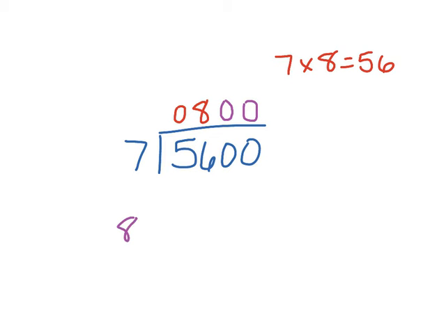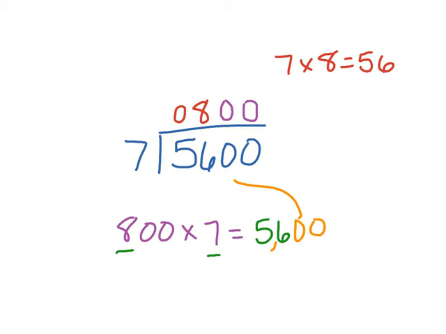And again, I can use what I know about multiplying with zeros to check to see if I'm correct. 8 times 7 is 56, and then I've got 1, 2 zeros left over. So yep, I got 5,600. I was right. Now we're going to talk about if there's zeros in the divisor and dividend.